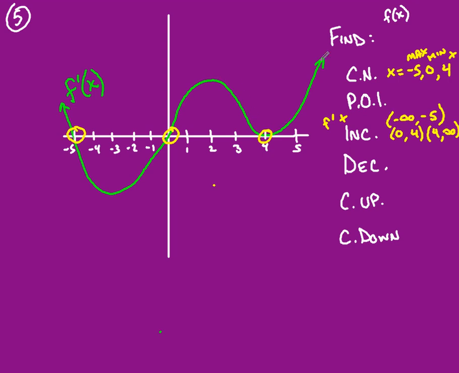Those are the regions when I'm above the x-axis. Okay? Decreasing then would be when the function is negative, or the derivative, the function that we're given here, is negative. So that's going to be from negative 5 to 0, because again, decreasing means the derivative is negative.